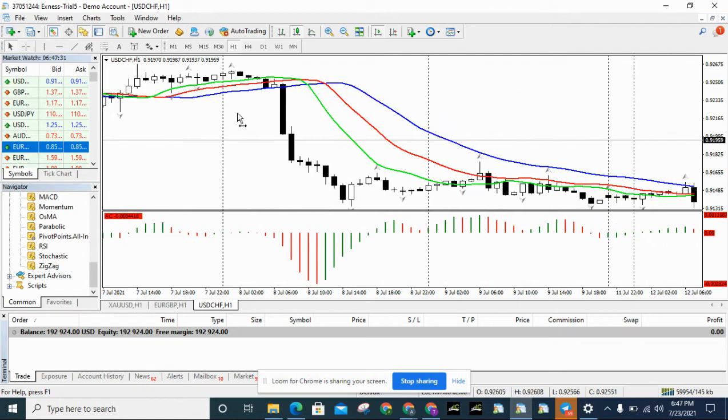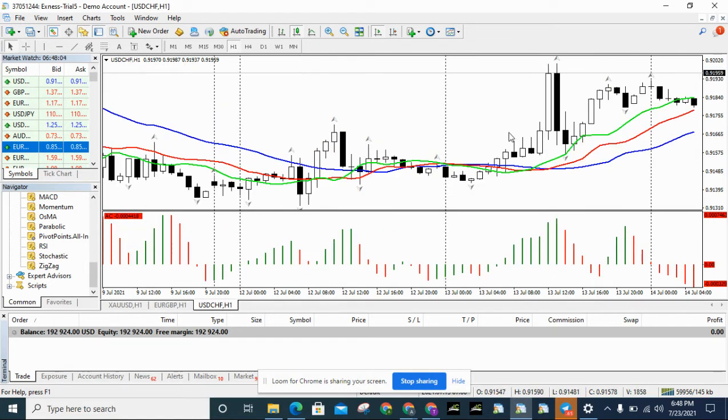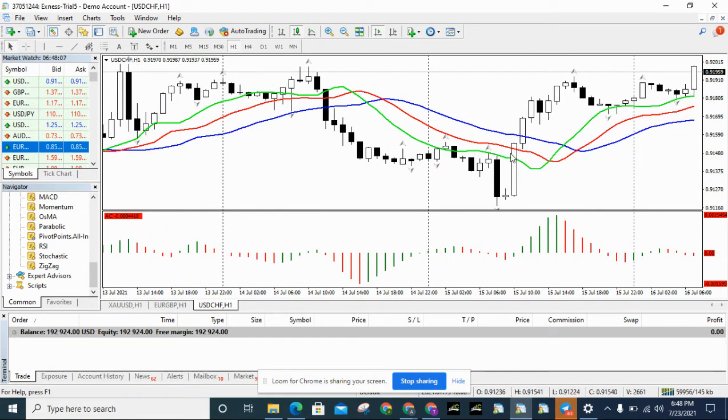So I'm looking for where these lines separate. This is the green line, this is the red line, and this is the blue line. They separate and give themselves good space, which means there is high volatility in the market at that moment, which means the market will move, and the majority of the time it is going to move in your predicted direction. If all these lines face the same direction, the market will move in that direction. So let me look, we are using USD CHF.